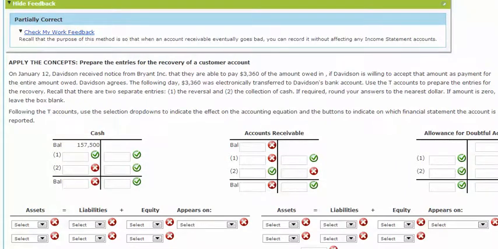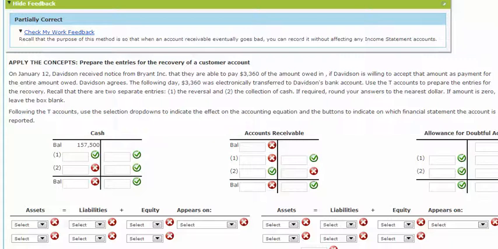Here we're going to apply the concept, prepare the entries for the recovery of a customer's account. On January 12th, Davidson receives a notice from Bryant Company that they are able to pay $3,360 of the account. If Davidson is willing to accept the amount as payment of the entire amount owed, Davidson agrees, and the following day, $3,360 was electronically transferred to Davidson's bank.